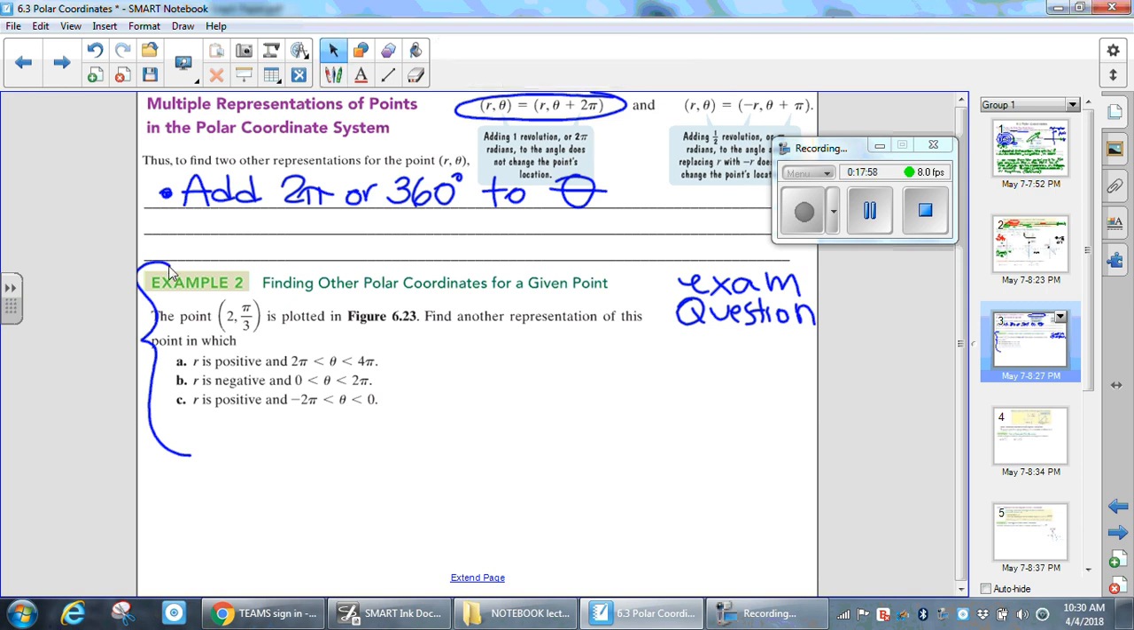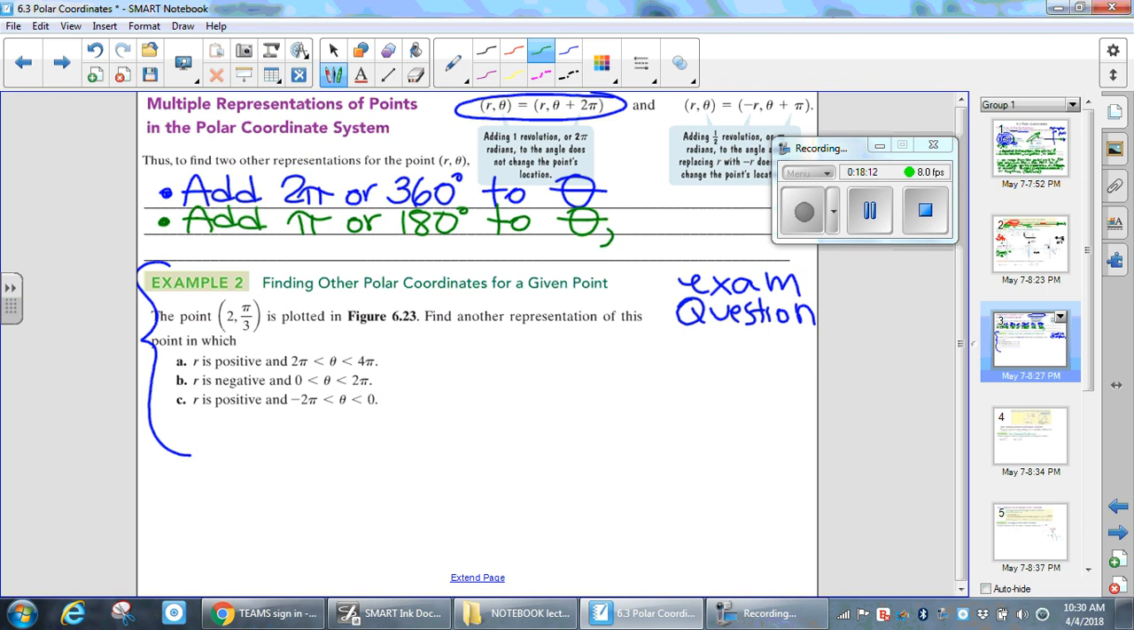The other thing we could do is we could add only pi or 180 to theta and replace r with -r. So we will change the direction of the radius. So that's another way to do it. Okay, so exam question, I'm telling you exactly what to do and how, and now we're going to practice.